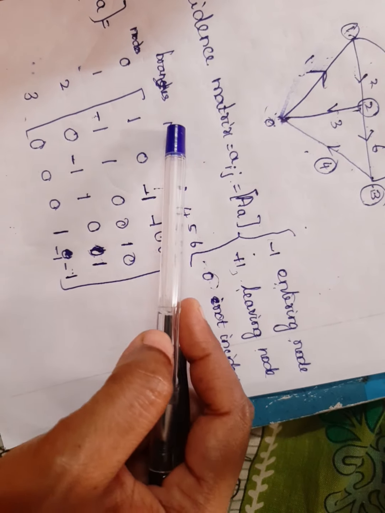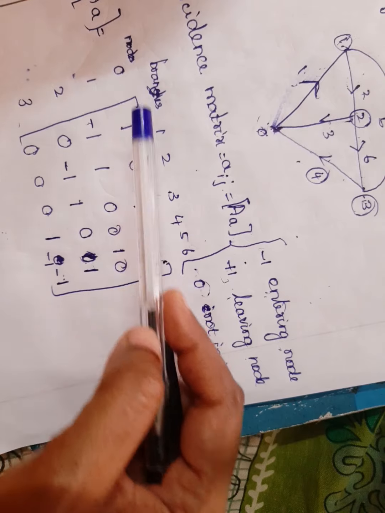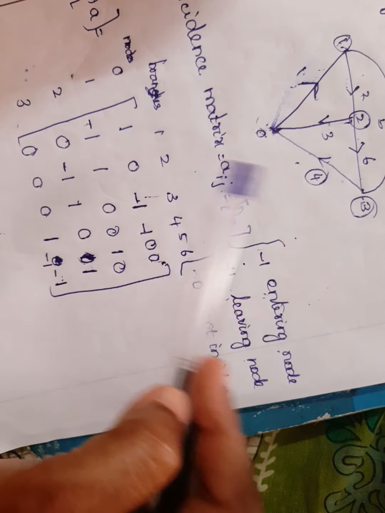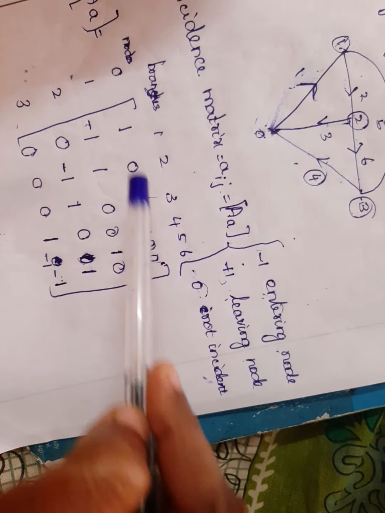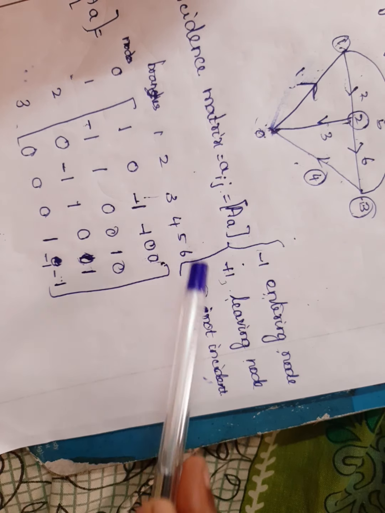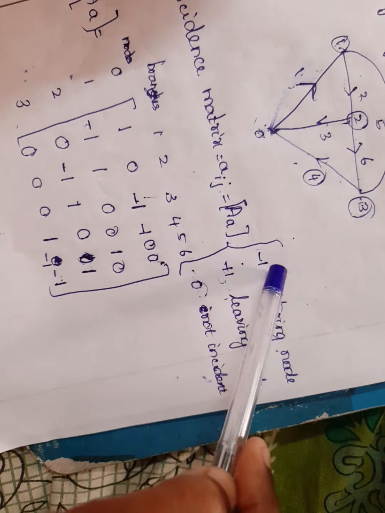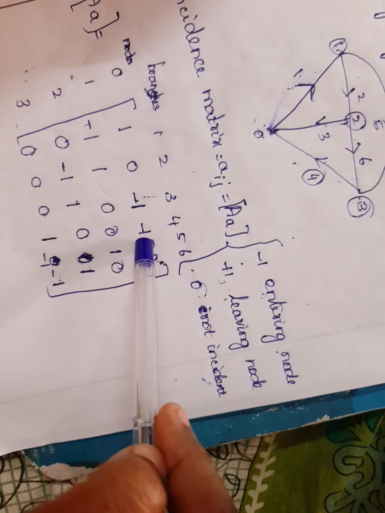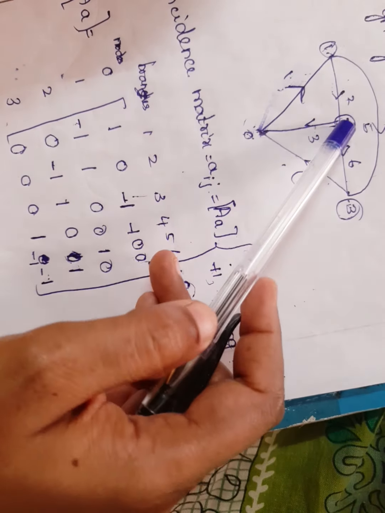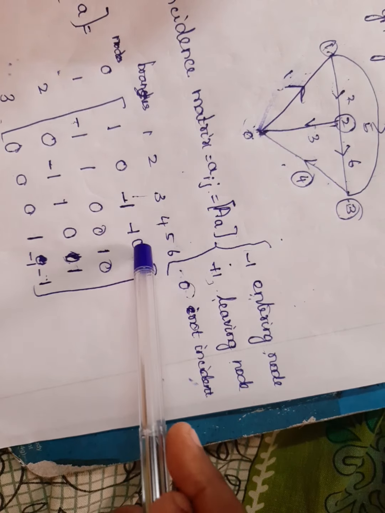So in the 0th node, the branches are 1, 3, 4. Branch 1 is leaving, and leaving means +1. Branch 3 is entering, and entering means -1. Branch 4 is also entering, so -1. For the remaining branches, the value is 0.